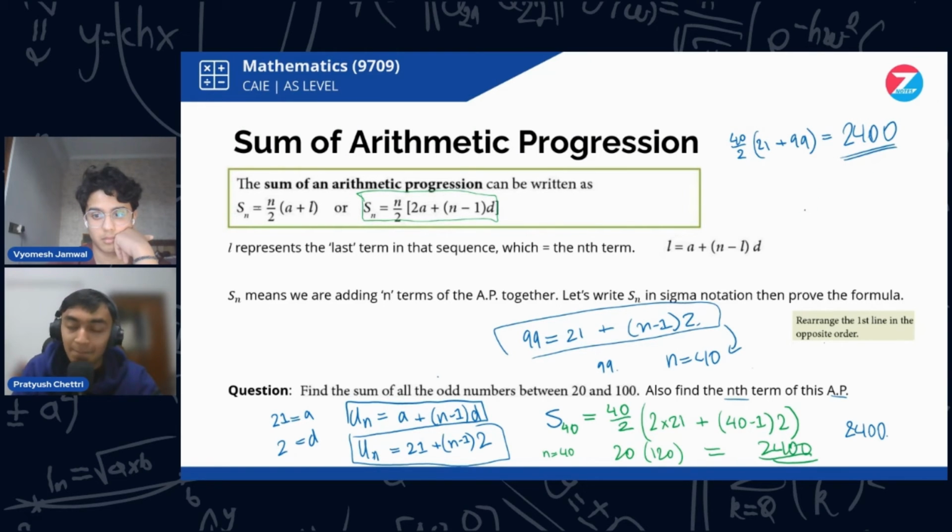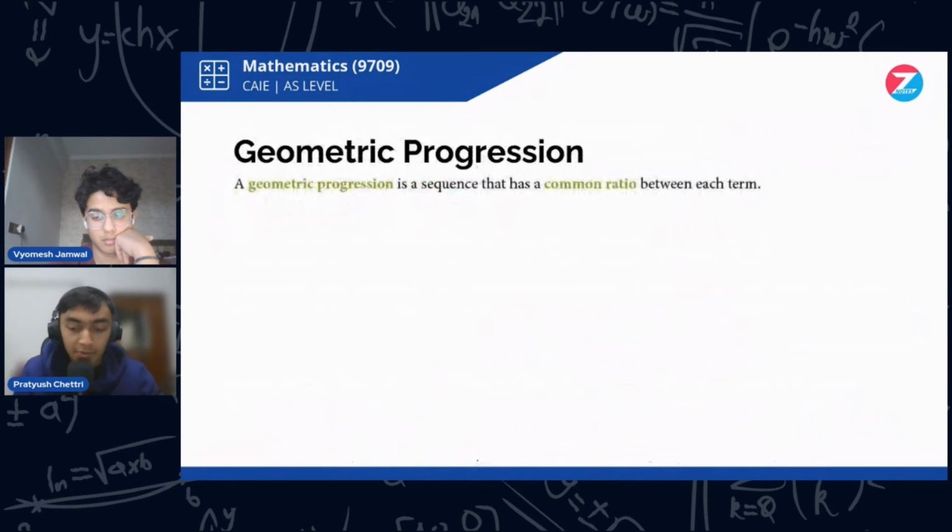So make sure you know what Sn means. It means the sum of all the terms in the sequence defined by this, with n going up to 40. Okay, there are more questions like that later, but now let's move on to geometric progressions.